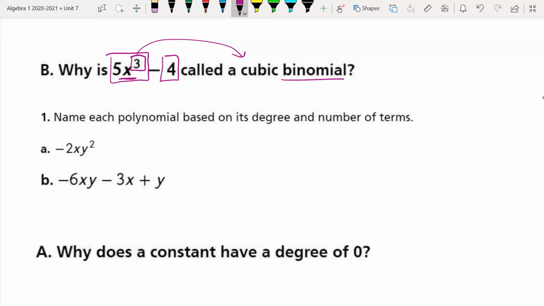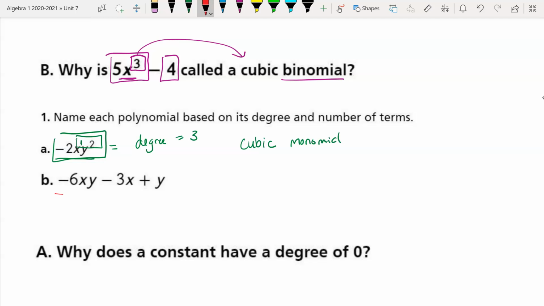So just to practice, we're going to name each polynomial based on its degree and the number of terms. Right here, if everything is all bunched together, you're going to add exponents. So that would be a 1 plus a 2, so my degree would be a 3. So this is going to be a cubic. Now how many terms are there? Well, it's just one big term, so we call that a monomial.